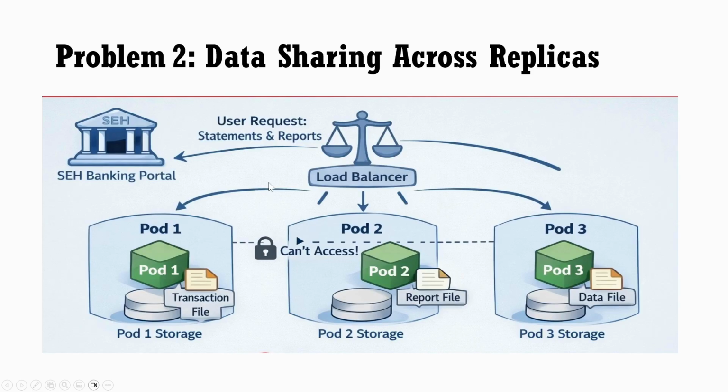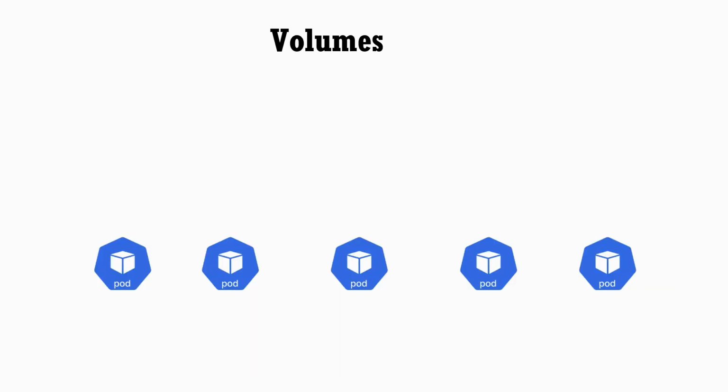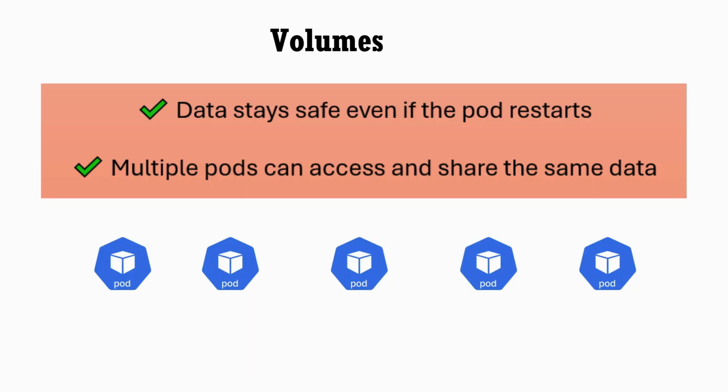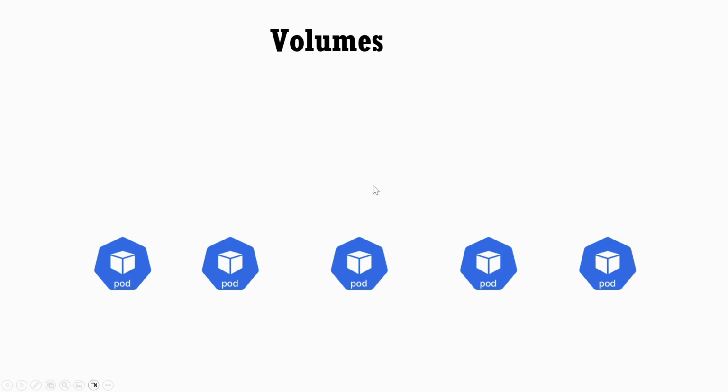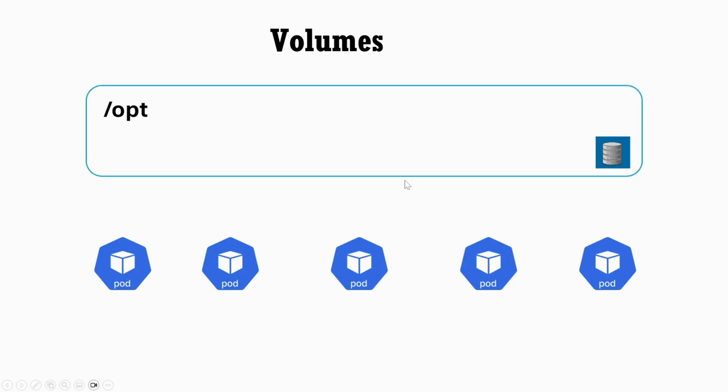So this is where Kubernetes volumes come in. With volumes, we solve both major issues. First, data stays safe even if the pod restarts, and second, multiple pods can access and share the same data. So a volume is basically a directory with data which is accessible to the containers inside a pod. So instead of storing data inside the container, we store it inside a volume.